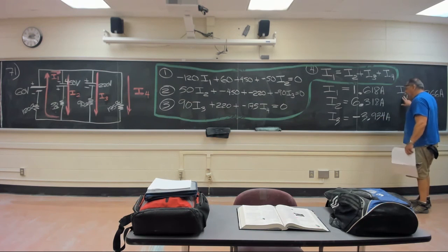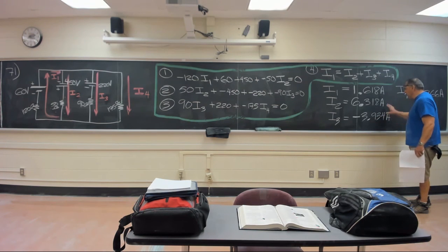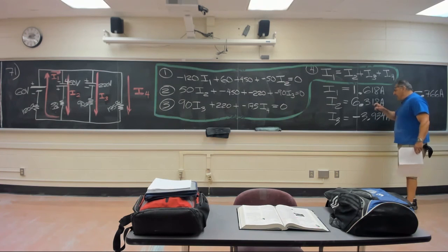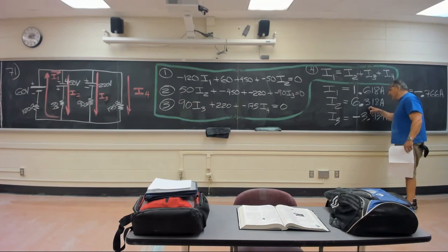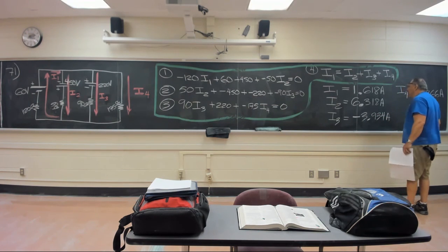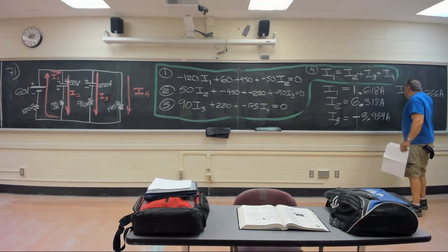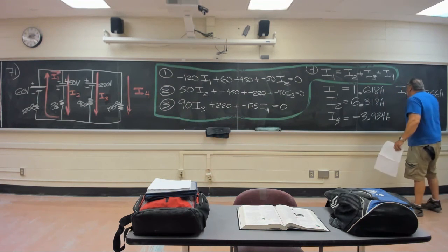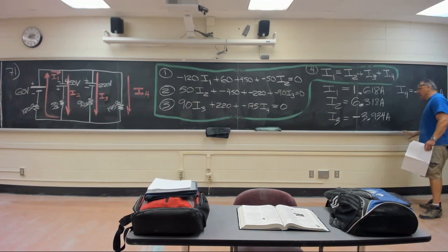Okay, let me add this and this, get negative 4.7 amps, and then add it to this. The negative 4.7 amps plus 6.318 amps is 1.618 amps. Oh yeah, even with the negatives, you do get the right answer, and you do have to keep them there until the end. That's why this stuff works.